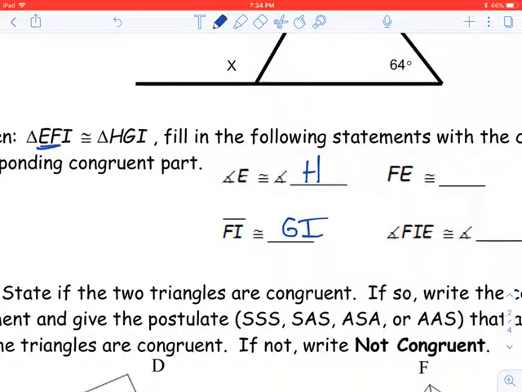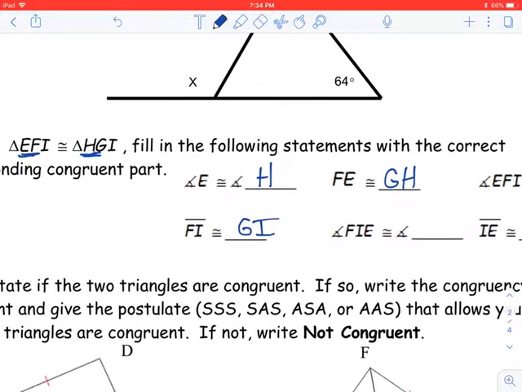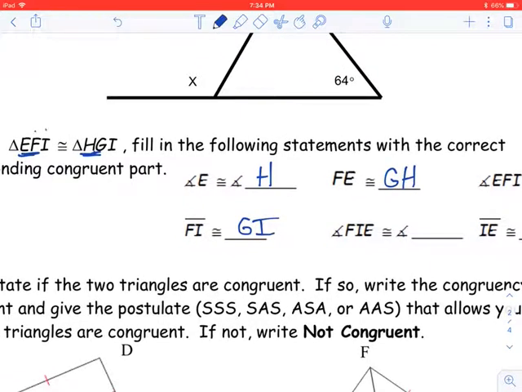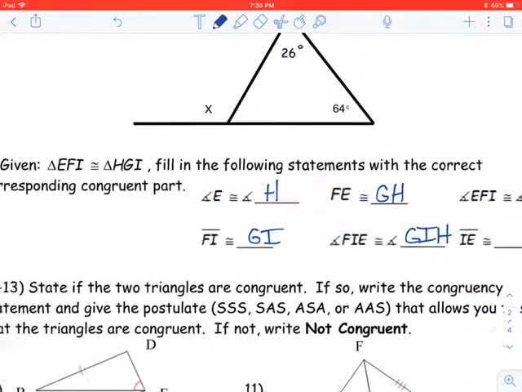FE, second and first. GH, second and first. FIE, so FIE is going to be GIH. GIH. Okay, so it's just a matter of getting the right order.